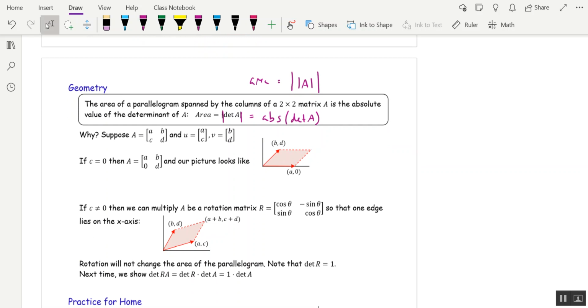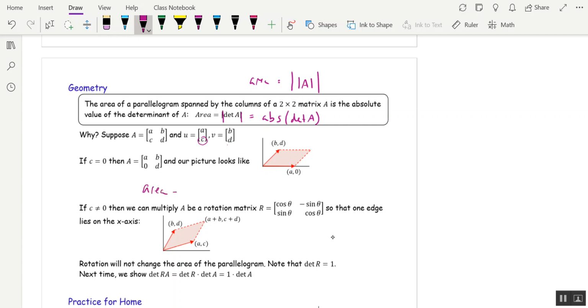Here I've got a matrix A, and the columns I'm going to call U and V. So A, C, B, D. Now, it's not so clear to see what the area of the parallelogram spanned by these columns is unless perhaps C is 0. If C is 0, then U lies on the x-axis, and we can easily compute the area.